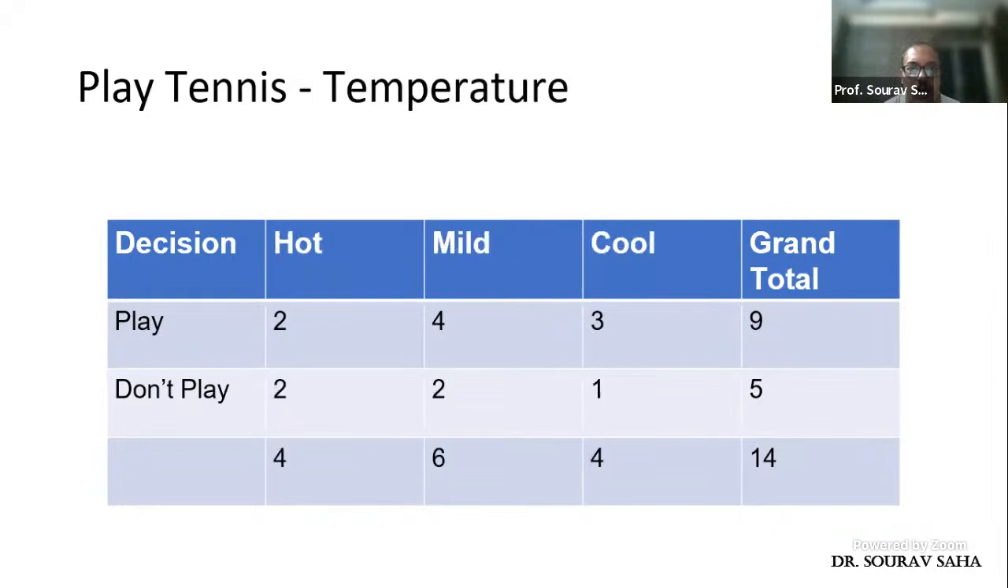Now talk about the temperature part. Whenever the temperature is hot, there are equal cases of play and don't play. I don't know what decision to take, because of the 4 data points which I have, some are saying play and some are saying don't play, completely confused, right? But come to the part of cool. What happens is 3 are saying play, 1 is saying don't play. So the probability is more towards play.